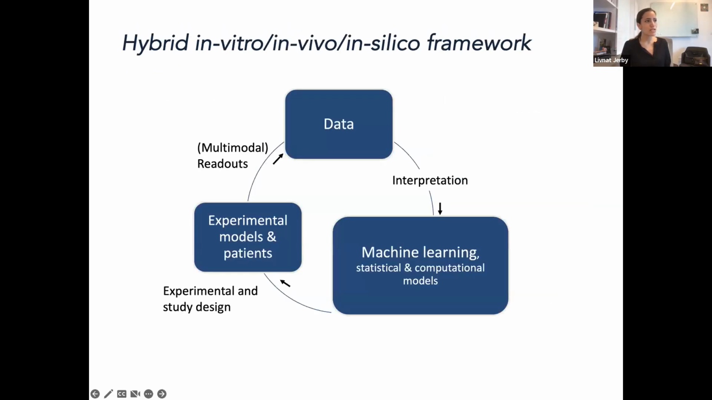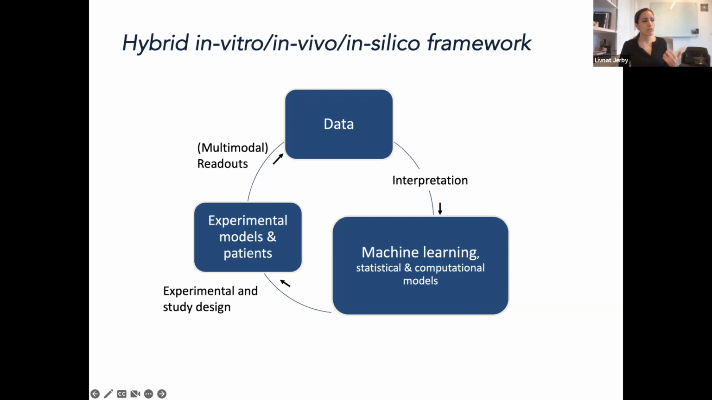So the way that we do this is, as I mentioned, we're fairly multidisciplinary, and the way that we go about it is by creating this hybrid in vitro, in vivo, in silico framework, where machine learning models are an integral part of our experimental design. And they also are a hypothesis generating tool. Usually they're far less biased than we are. So that's the exciting part, because it pushes us to try new directions, to look at things that nobody else is exploring. And that's a lot of fun.